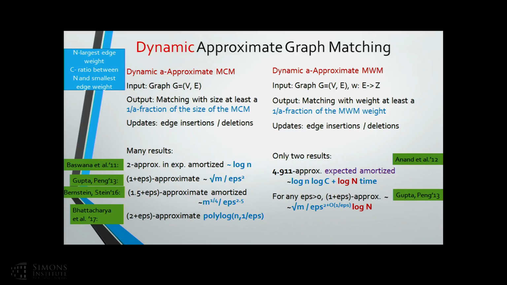So there are only these 2 results, and immediately 2 questions arise. Do you actually need randomization to get a constant factor approximation? Do you need root n time to get something like this? Anyway, and in general, why do we have so little knowledge of the maximum weight matching, whereas we know so much more about the cardinality case?